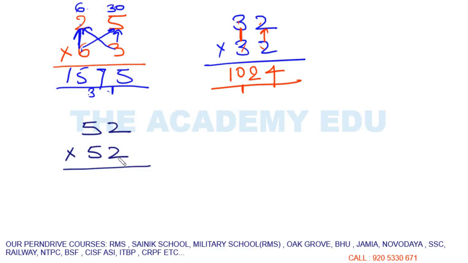A square, right? We will see a square later on. So square means the same number multiplied with the same number. So what is the answer? 2 2s are 4. Now see, 5 2s are 10, 5 2s are 10, 20, 0, 2 here, 5 5s are 25 plus 2, 27.